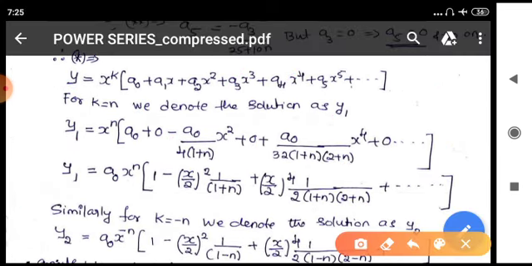So on simplification, you can observe a naught is common, so I will take it outside. So y1 equal to a naught x power n times, then the remaining terms are 1 minus, we can write x square by 4 as x by 2 whole square, 1 by 1 plus n, plus x power 4 by 32 can be written as x by 2 whole square into 1 by 2 times 1 plus n into 2 plus n plus etc.